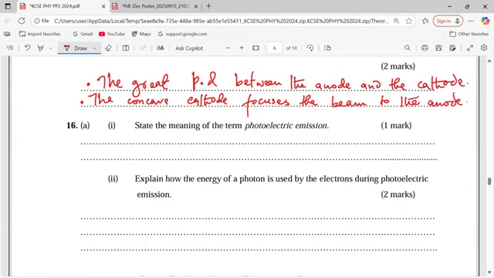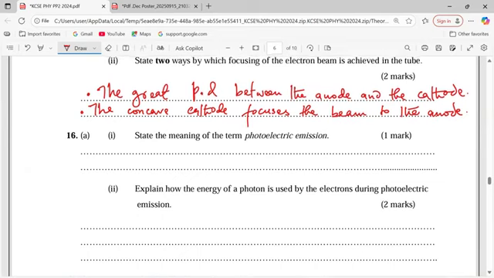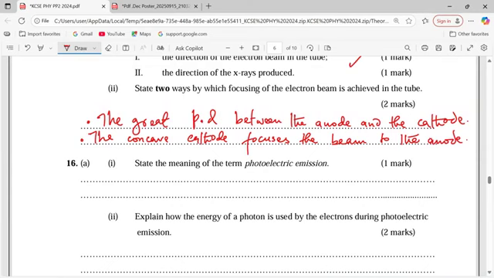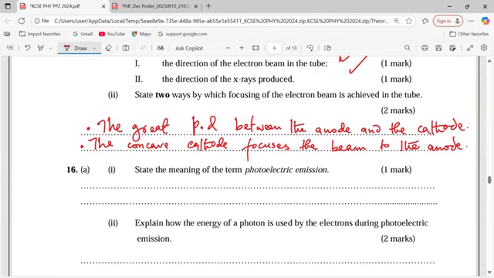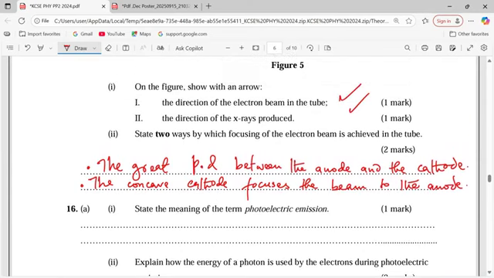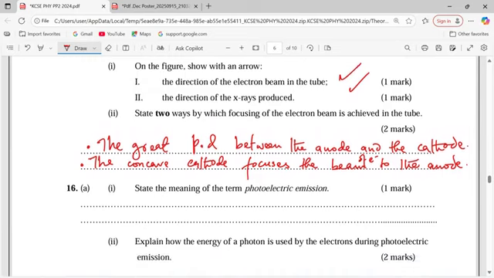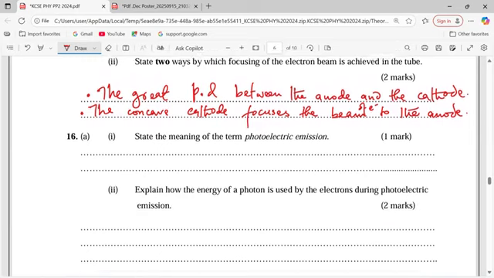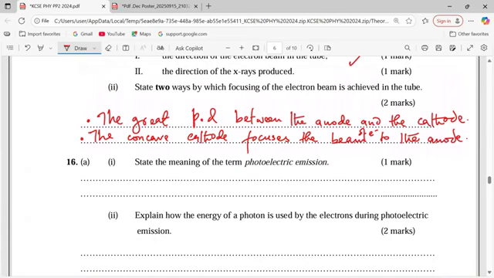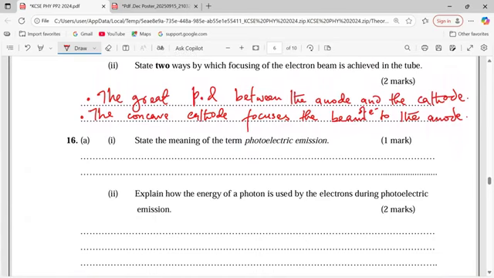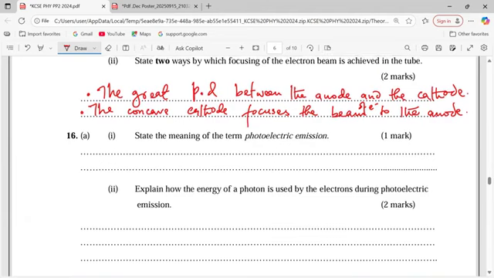Because alternatively, you can be asked a very interesting question. You're told to state the reason why the cathode is concave in shape. Why is it concave? To ensure that the produced beam of electrons is focused to the anode. So that is the main reason. Those are some of the ways of ensuring that the electron beam is attracted.